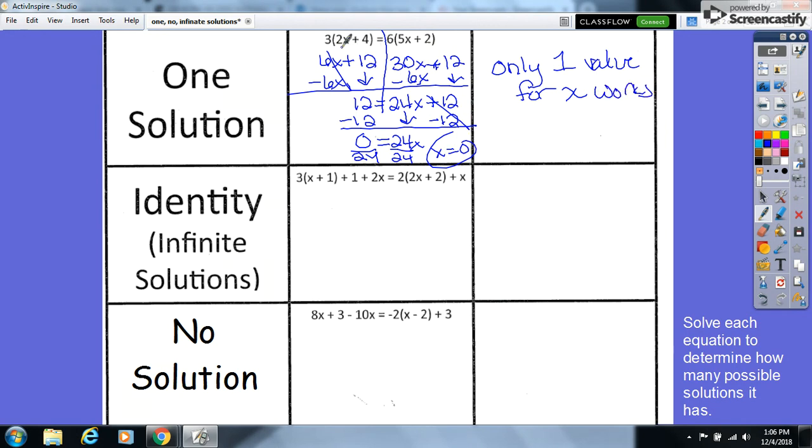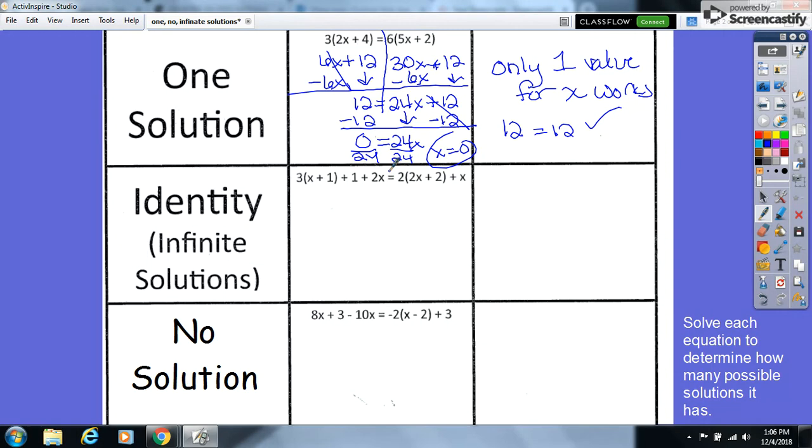If I plug 0 back into this original equation, I end up with 12 equals 12. Because 2 times 0 is 0, 0 plus 4 is 4, 4 times 3 is 12. And the same thing over here. 5 times 0 is 0, so 6 times 2 is 12. That means that equation works.